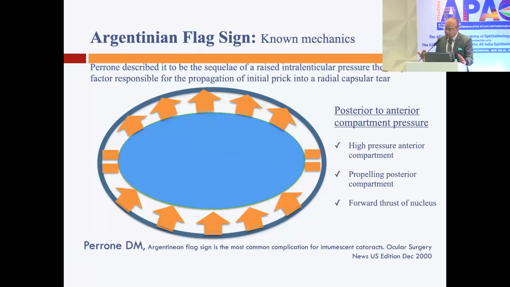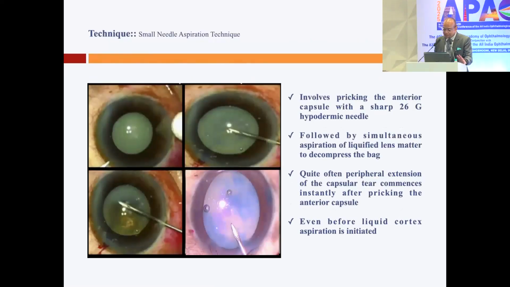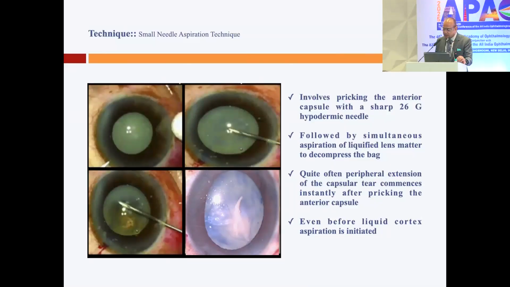There are many factors responsible, like the high pressure anterior compartment propelling the posterior compartment, and a forward thrust of the nucleus. And there are many techniques to overcome this: two-stage capsular rhexis, mini rhexis, phaco-capsulotomy, precision pulse capsulotomy, puncho-rhexis, the Brazilian technique, and the flax also. Then there is the small needle aspiration technique, which involves pricking the anterior capsule with a sharp 26 gauge hypodermic needle, followed by simultaneous aspiration of the liquefied lens matter to decompress the bag.